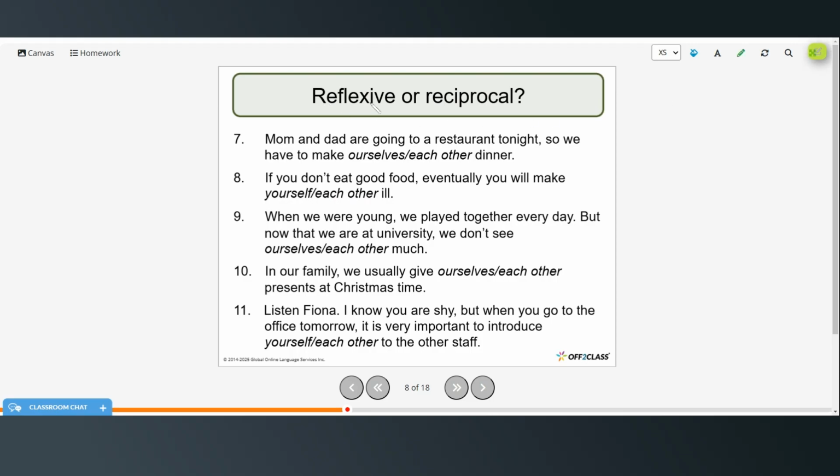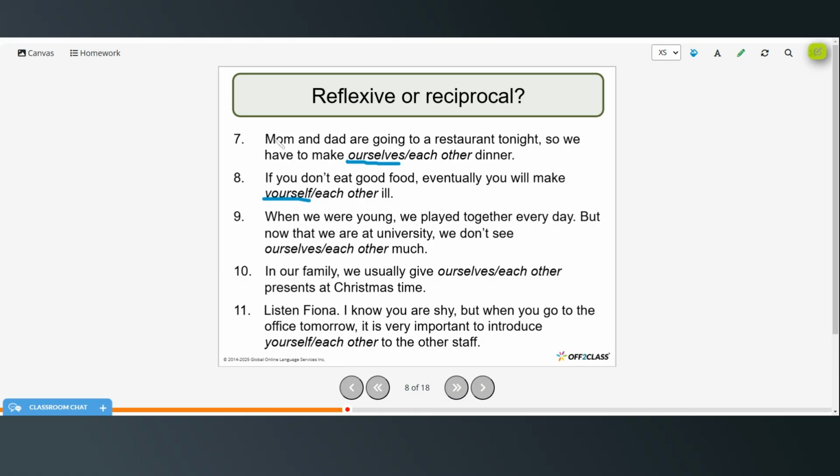Now you're going to choose either the reflexive or the reciprocal pronoun. Again, you can pause the video, try these on your own, and then restart when you're ready to check your answers. Mom and Dad are going to a restaurant tonight, so we have to make ourselves dinner. If you don't eat good food, eventually you will make yourself ill.